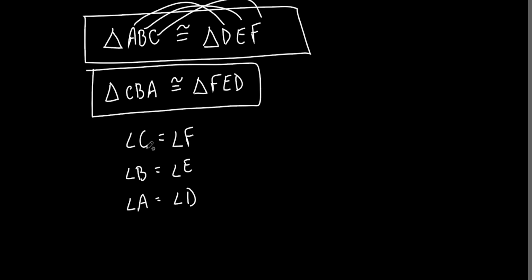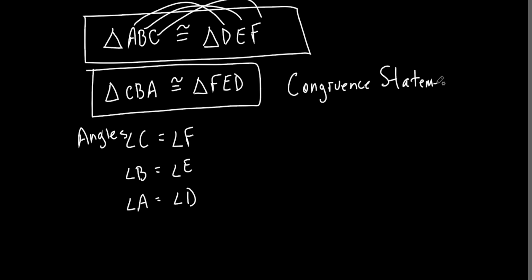Watch. I know all those things about the angles just by looking at this. Oh, it's called a triangle congruence statement. This is called a congruence statement. Wasn't that hard to remember? Okay, in a congruence statement, the corresponding parts have to match up. So I know that these angles are equal to each other.